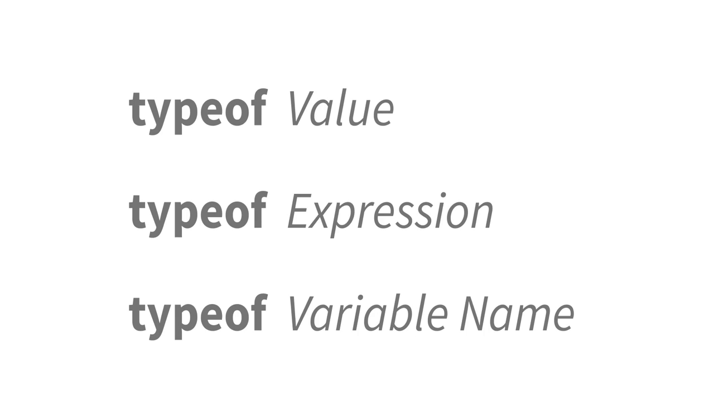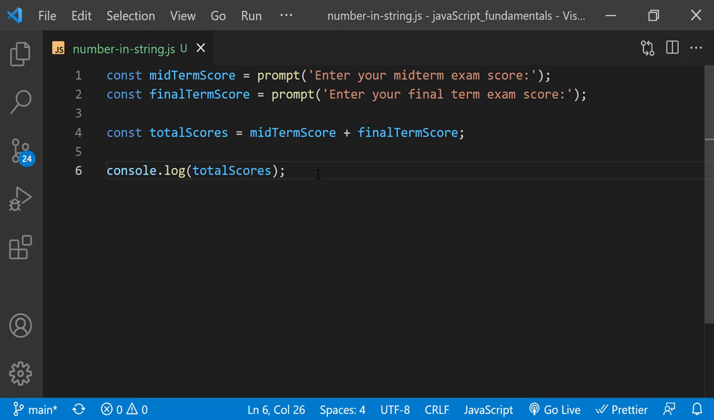JavaScript has a special operator we can use to verify the type of a variable in our code or any JavaScript expression. It's called typeof, and we place it just before the variable name or a value we want to evaluate. For example, I'll use console.log to display the type of midtermScore and the type of finalTermScore like this.